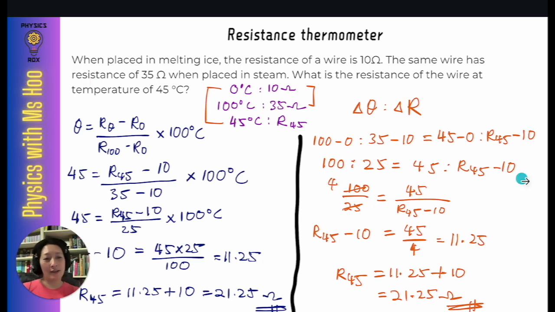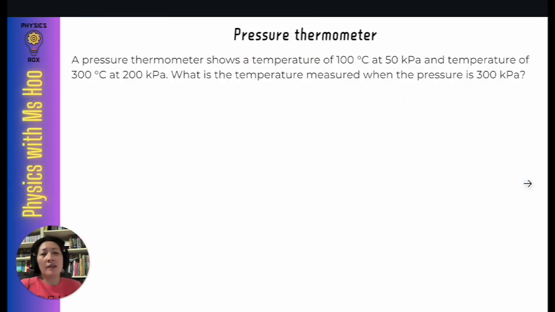Now, let's look at another example. It is possible sometimes that they give us thermometers where the fixed points are not 0 and 100. So for example, in this question, a pressure thermometer shows a temperature of 100 degrees Celsius at 50 kilopascals and temperature of 300 degrees Celsius at 200 kilopascals. What is the temperature measured when the pressure is 300 kilopascals?